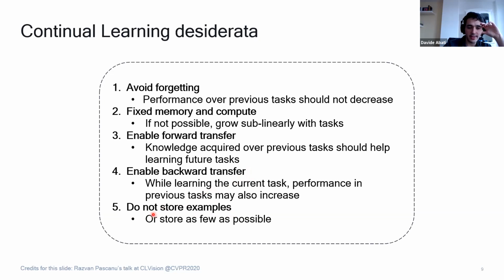And the fifth one is that it shouldn't store past examples. Now we will break this rule, because on extremely challenging continual learning datasets and settings, you cannot for now get rid of storing a small amount of past examples. And I want to give credit to Razvan Pascanu for formalizing this desiderata in his talk at CVPR 20.